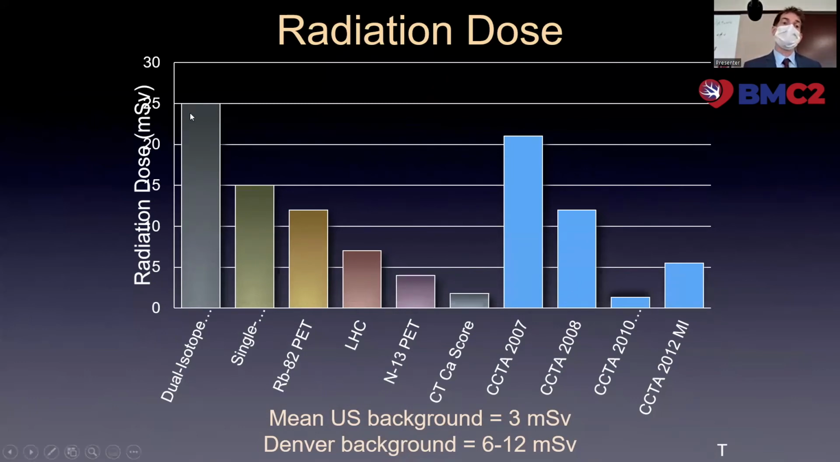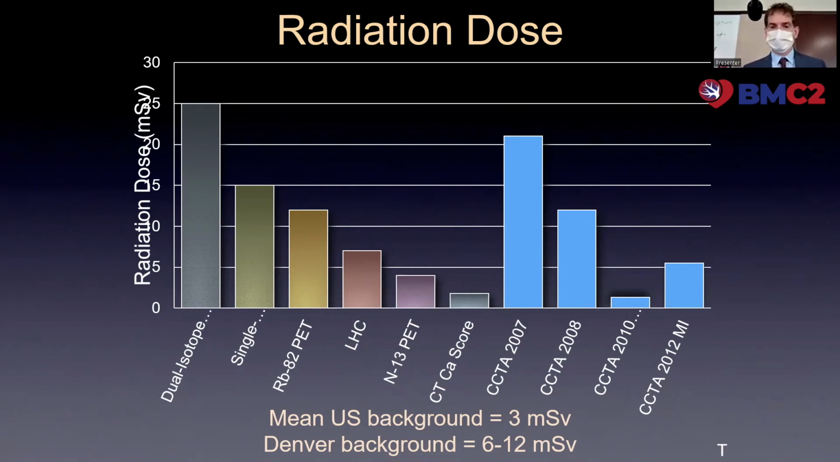A SPECT nuclear stress test, if they're doing both stress and rest using some of the older but commonly used isotopes, the radiation dose is somewhere around 25 millisieverts, so it's a relatively significant amount of radiation. There are some strategies that can lower the risk, and I know several sites use strategies, including at our site. We do a lot of PET scans, which has much lower risk as well, depending on which one you do. Here's a cath, about 7 millisieverts is what's often quoted.